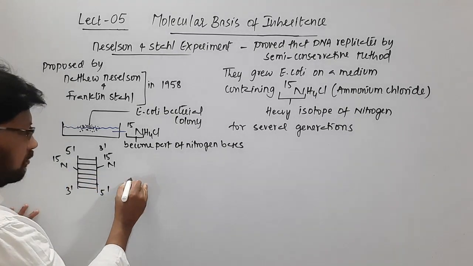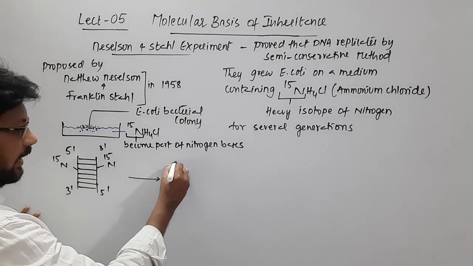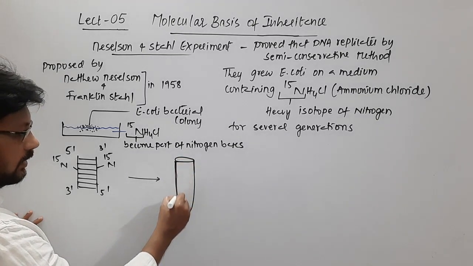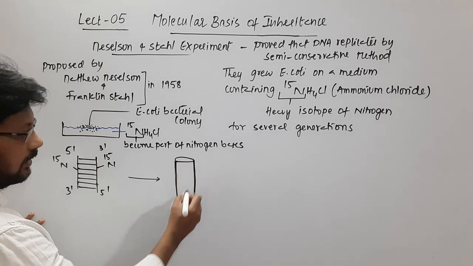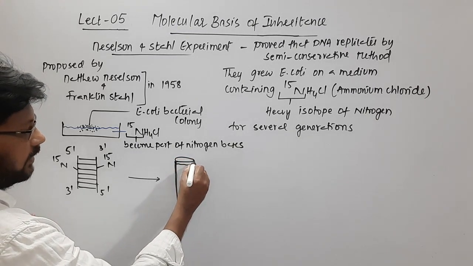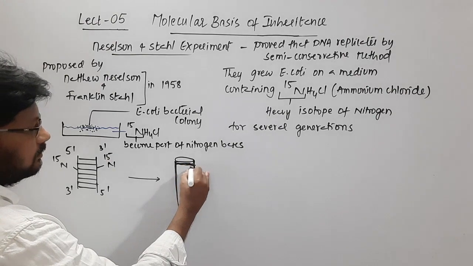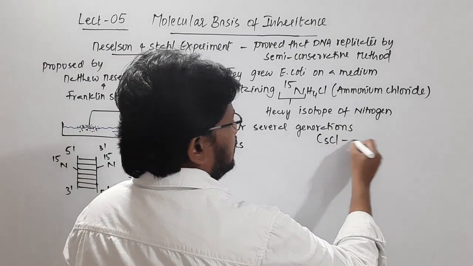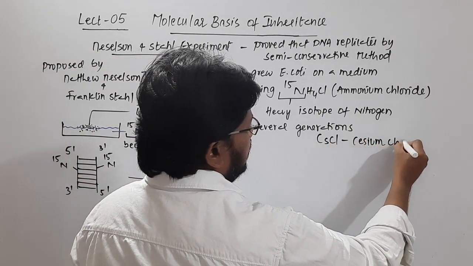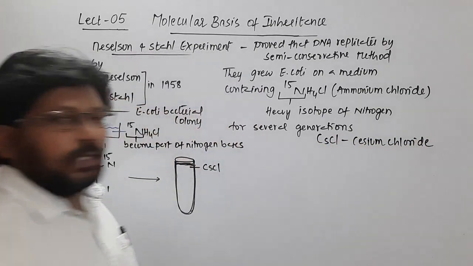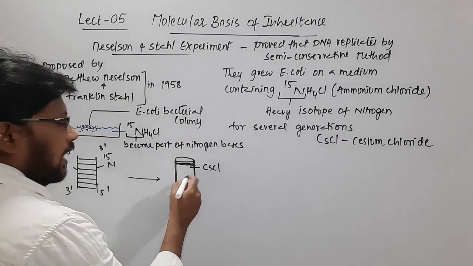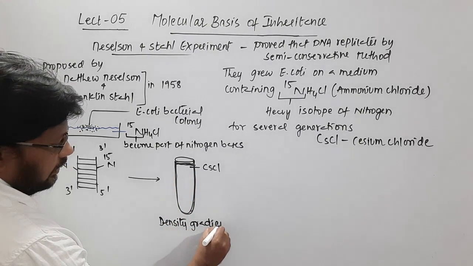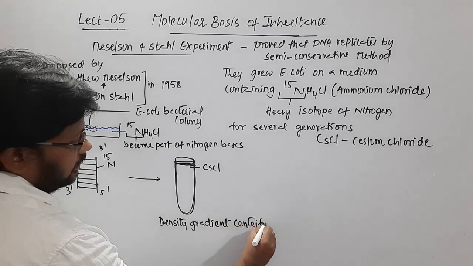So how have we come to know it? We did a density gradient centrifugation using CsCl. I have taken CsCl in this test tube, where CsCl stands for cesium chloride, and now I did density gradient centrifugation.